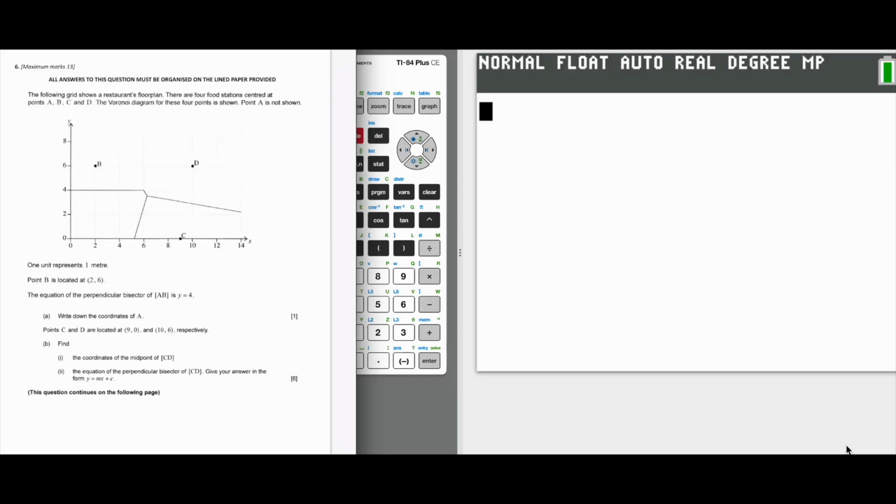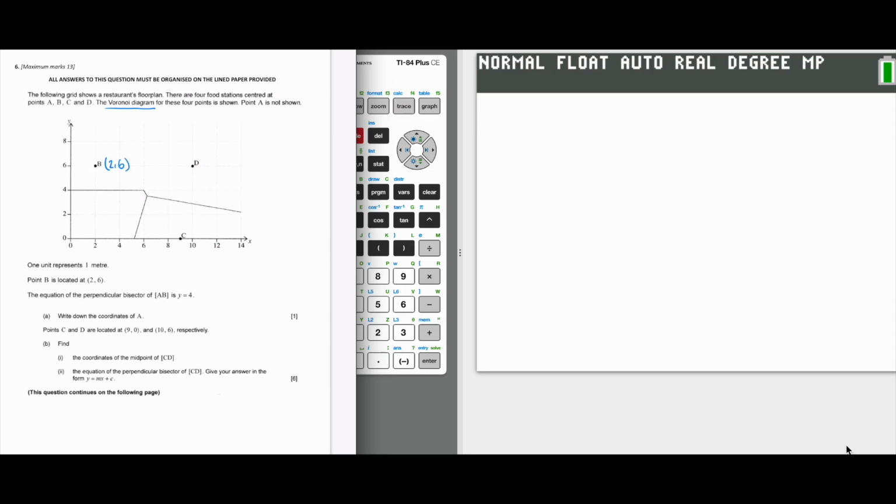Question 2 starts off as a Voronoi diagram, as we can see by the very clear clue in the start of the question. It does say that point A is not shown, so it's not a mistake that that one's not on there. It says that 1 unit represents 1 meter and point B is located at (2, 6). So I'm actually just going to label that one there as (2, 6).